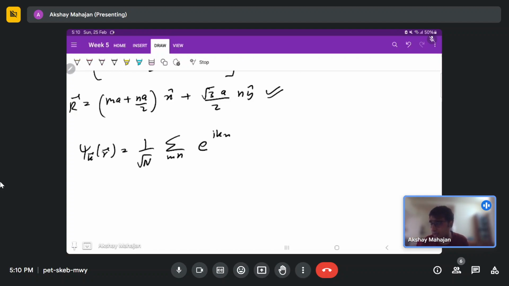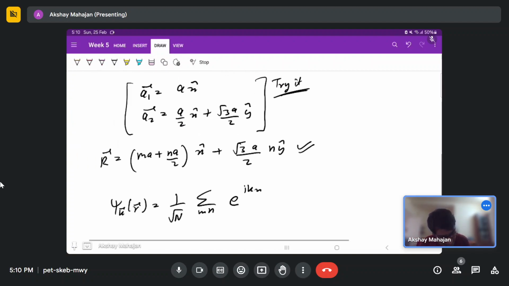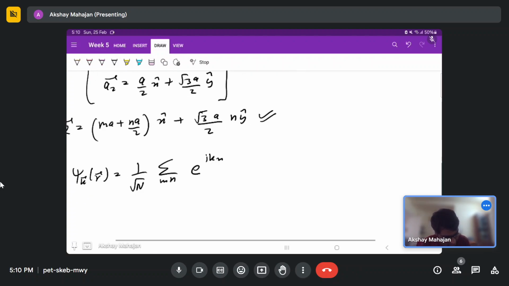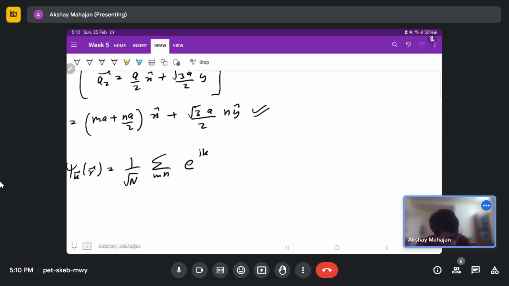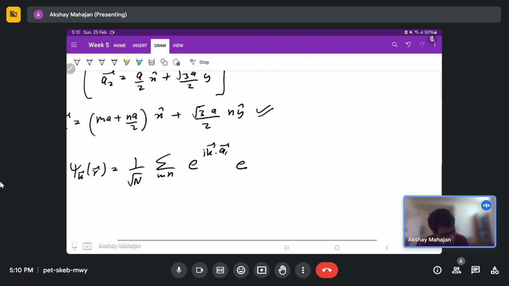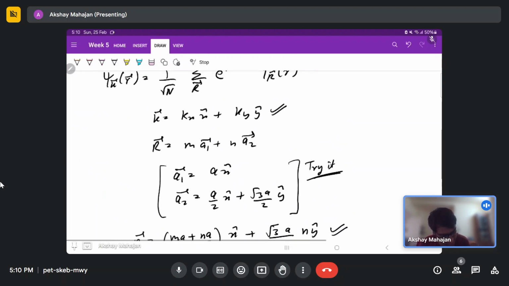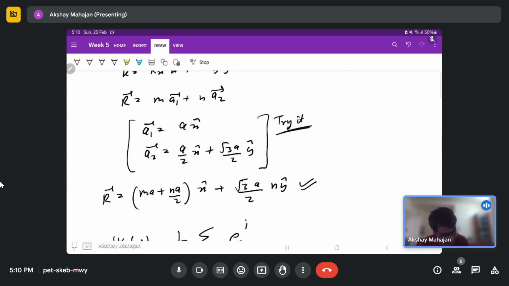kx, or let me actually write it in another way. Okay, so basically it will be k vector dot, okay, let me just write it in this form, which will be a more useful way. I can write e to the power iota k vector dot r vector as m times e1 vector. Since our r vector is basically m times e1 vector plus n times e2 vector, e1 e2 vector are written like this.